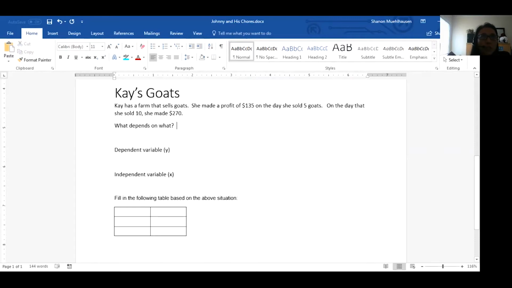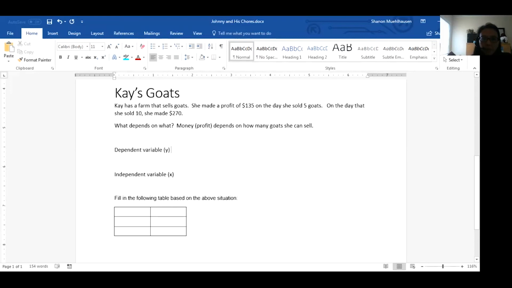Does how many goats she sells depend on how much profit she has at the end of the day? No, the money depends on her hustle, right? How many goats she can sell. Her daily profit depends on how many goats she can sell. And some days are good and she sells a lot of goats, and other days not so good. Just like at your job, maybe your money depends on how many hours you go to work, or how many different shifts you get, or how many hours of overtime.